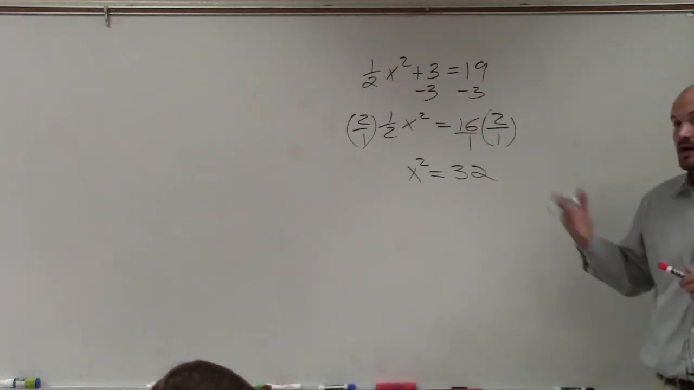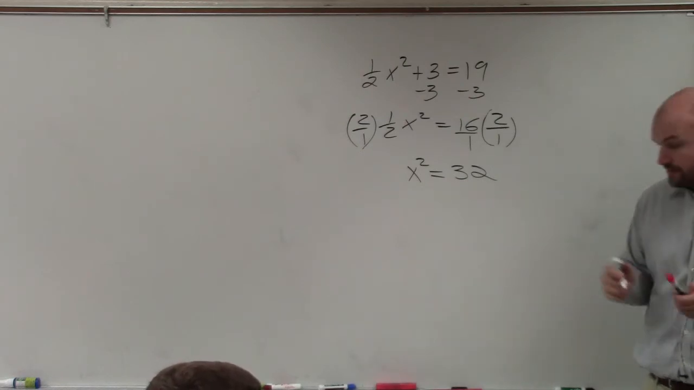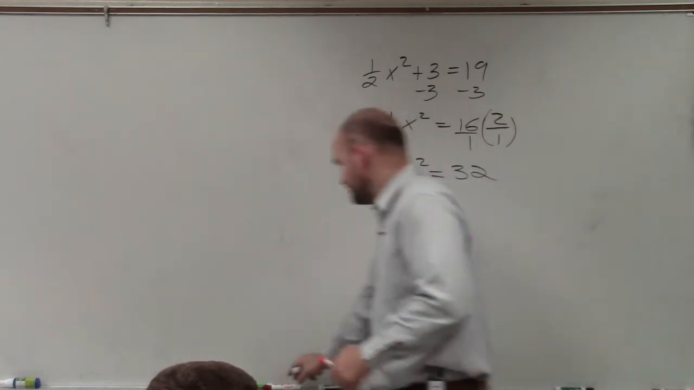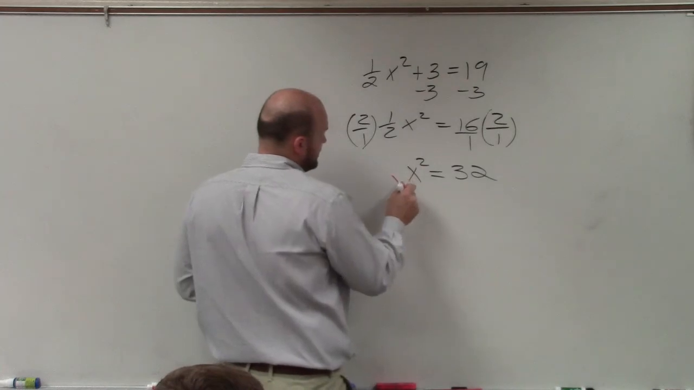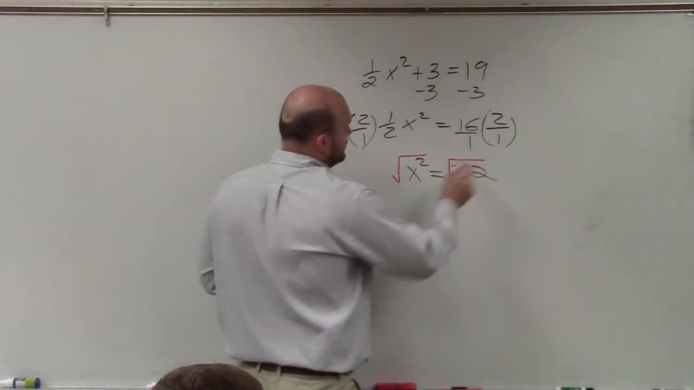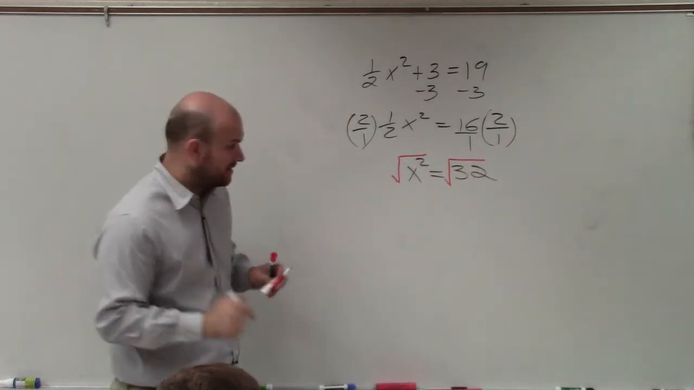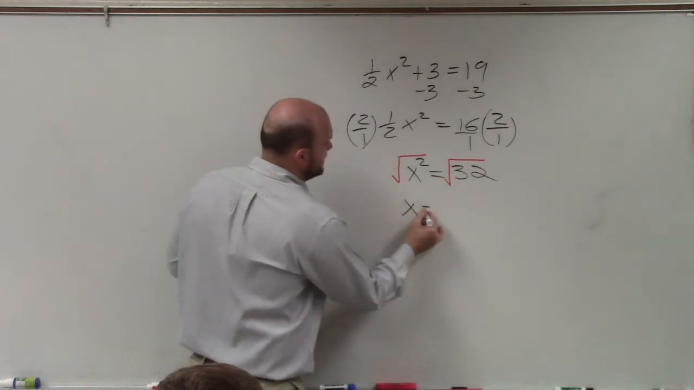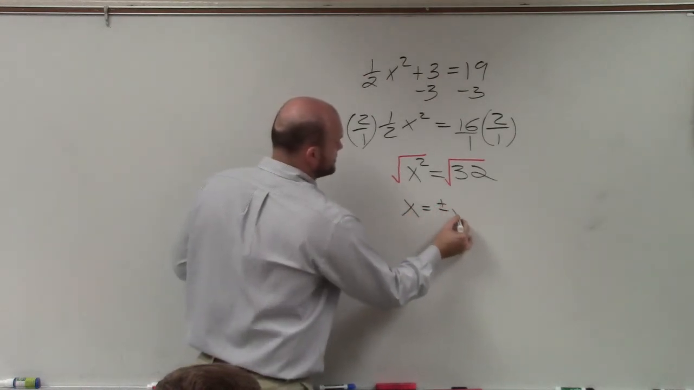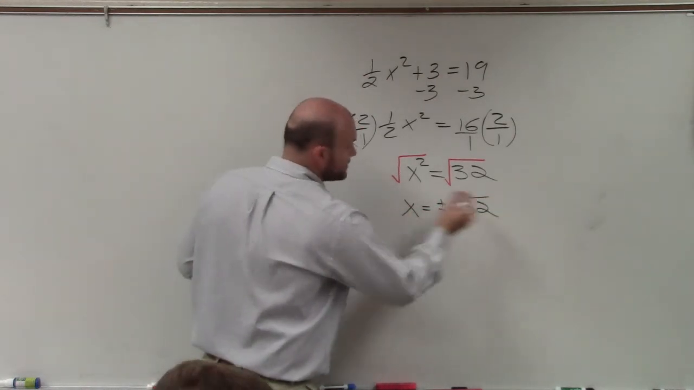Then, to go ahead and solve for x, you would take the square root. And please remember that when you introduce the square root, you have to include the positive and the negative. So I'd have x equals plus or minus the square root of 32.